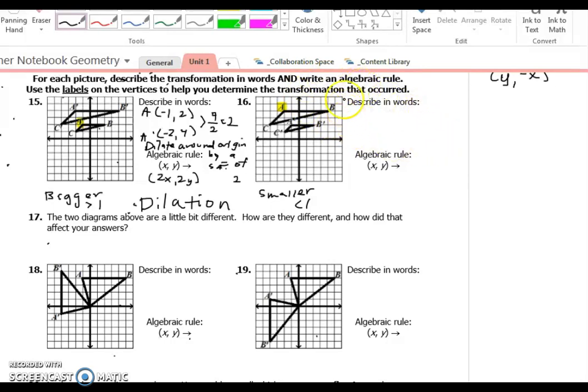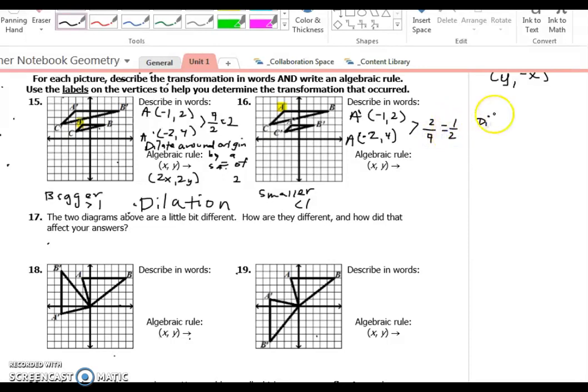Going to do the same thing over here, but now again this one's getting smaller, so it's got to be less than 1. So again, this is -1 and 2. This A prime would be -1 and 2, and A is going to be 2, 4. So now how do I go from 2 to 1 or 4 to 2? And same thing here, it's going to be 2 over 4, which is 1/2.